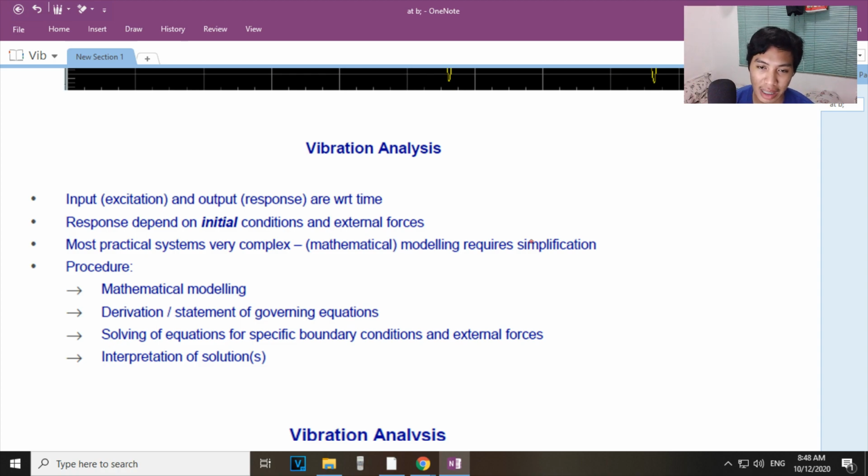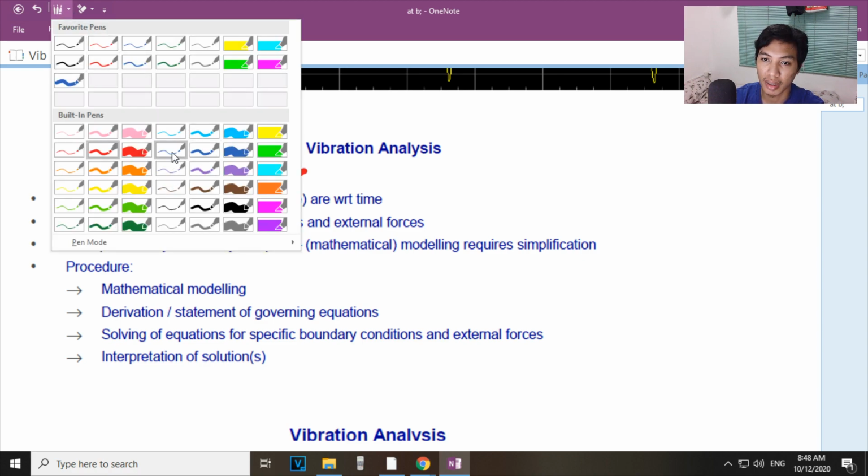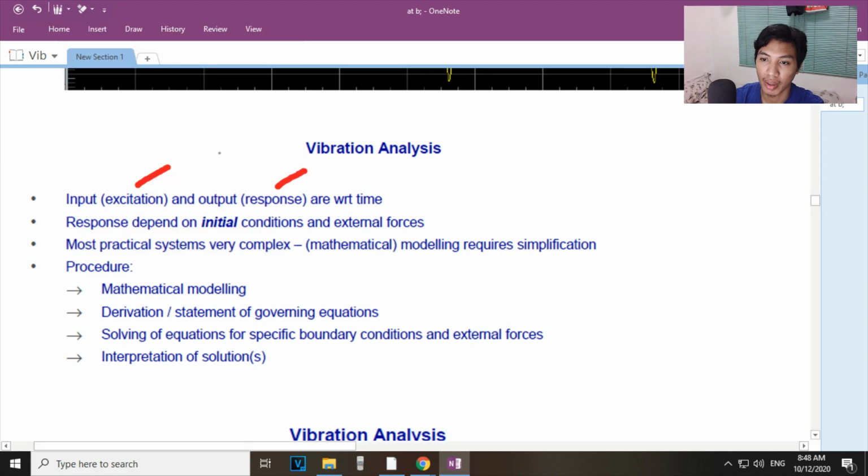Ngayon, what is vibration analysis? Now, the input, okay? Ang tawag dun is the excitation. And then the output, ang tawag dun is the response. R, ano, WRT time. Okay, mamaya paliwanag natin yan. Response depend on initial conditions. Okay? Nipisan lang natin. Yan. So, yung response daw are or the response depend on initial conditions and external forces. Yung mga i-apply mo.